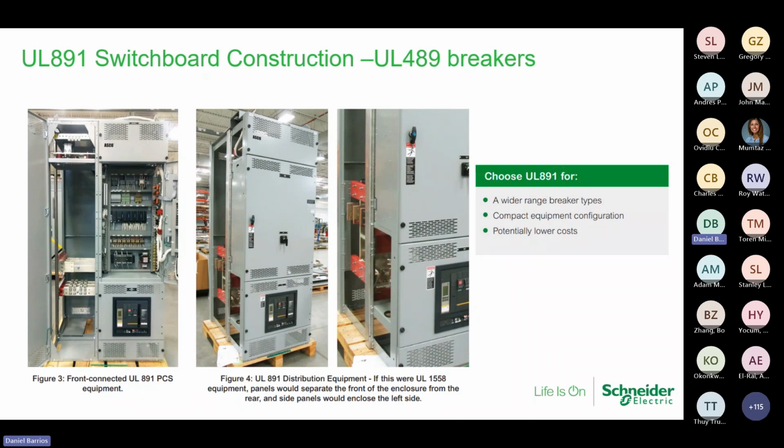The front of the enclosure from the rear and side would be enclosed on the left side. You would not be able to see those breakers on that side. Choosing UL 891 is a wider range of breaker types, as we've stated, compatible equipment, and potentially lower cost in doing so. The other thing I'd like to point out to you is when you're doing some of your projects, please let us know if your breakers, your distribution breakers, are to be electrically operated or if manual operation is acceptable to you, because that allows us to stack a certain number of breakers.